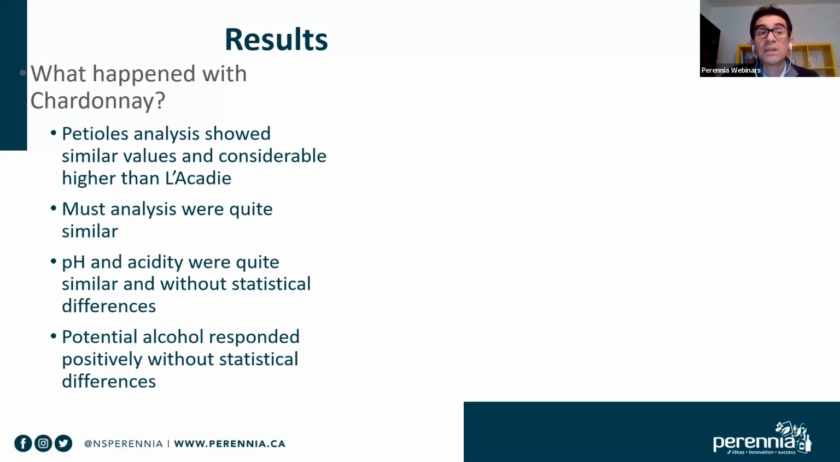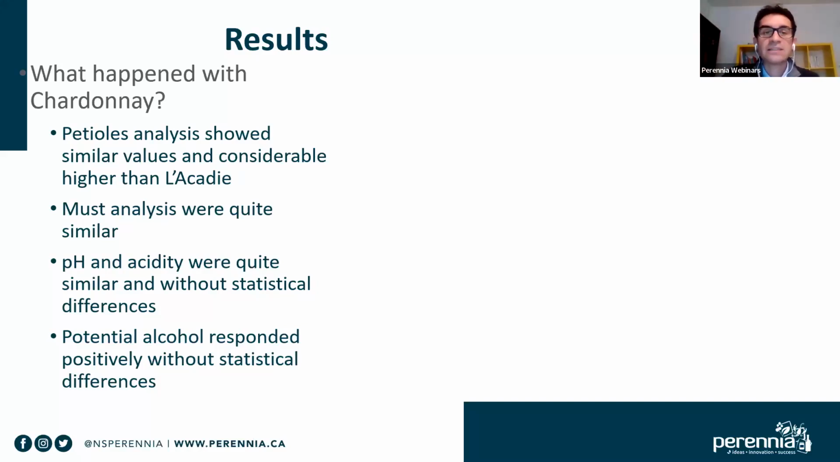So what happened with Chardonnay? Well, petiole analysis showed similar values and considerably higher than Lacadie. For example, in Lacadie, if we were having 1.4%, in Chardonnay we had 3, 3.5, 3.6%. So that's why I wanted to mention that each variety behaves differently depending on the conditions.